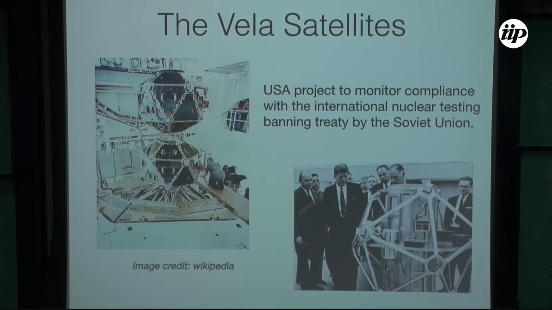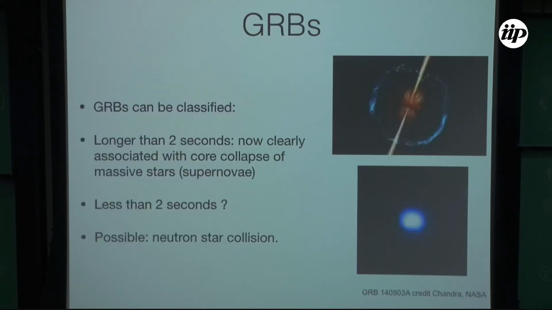The reason why the Vela satellites are so important is because they were very sensitive antennas for X-rays and gamma rays. Actually, originally more for X-rays than gamma rays, and they detected radiation not coming from Earth, but coming from outer space. That was the first detection of extremely energetic sources. So this is how GRBs, gamma ray bursts, were detected.